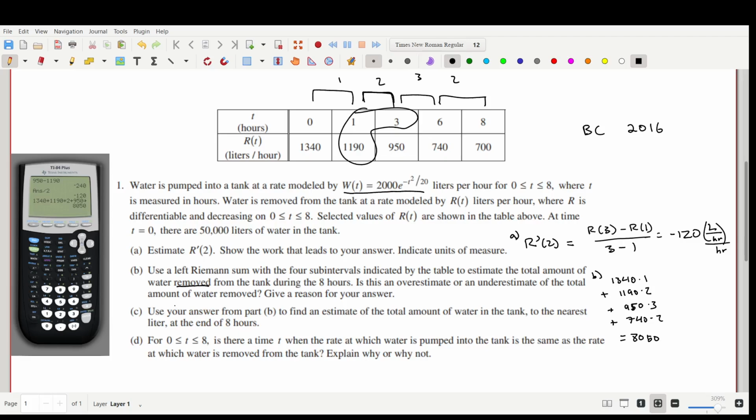Is this an over or underestimate? Well, the water is removed by R of t, and that's a decreasing function. So if you're doing a left Riemann sum on a decreasing, I guess, continuous function, then what is that? That is an overestimate, right? Because it looks like this up there. Overestimate. I guess I'll say left Riemann sum overestimates decreasing functions.